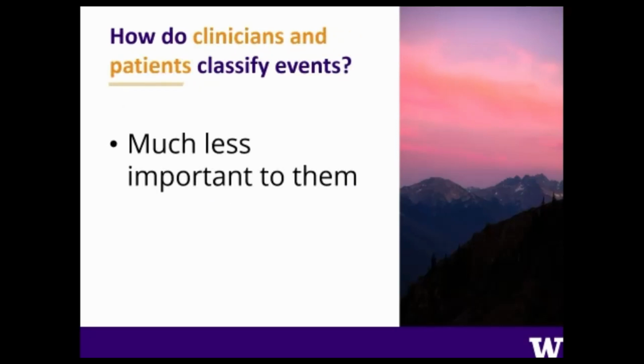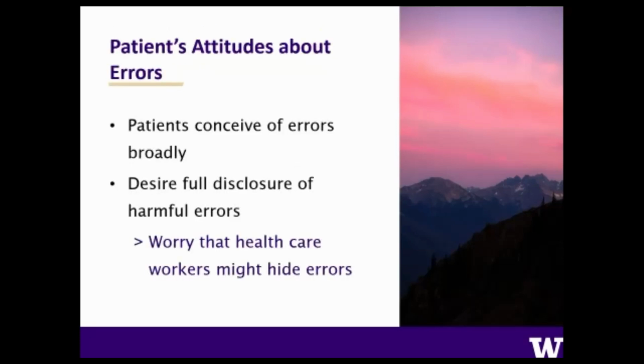What about clinicians and patients? They don't care how we classify the events, right? When they're the victim of an error, all of the way you talk about it is not important to them. And in fact, patients' attitudes about error are really broad. So we've done some surveying with patients, and for example, waiting too long in a waiting room to see a doctor, some people would consider that an error, right? So broad classification of error, and we also know that they would really like to see full disclosure, and they worry that healthcare workers are kind of hiding the errors.